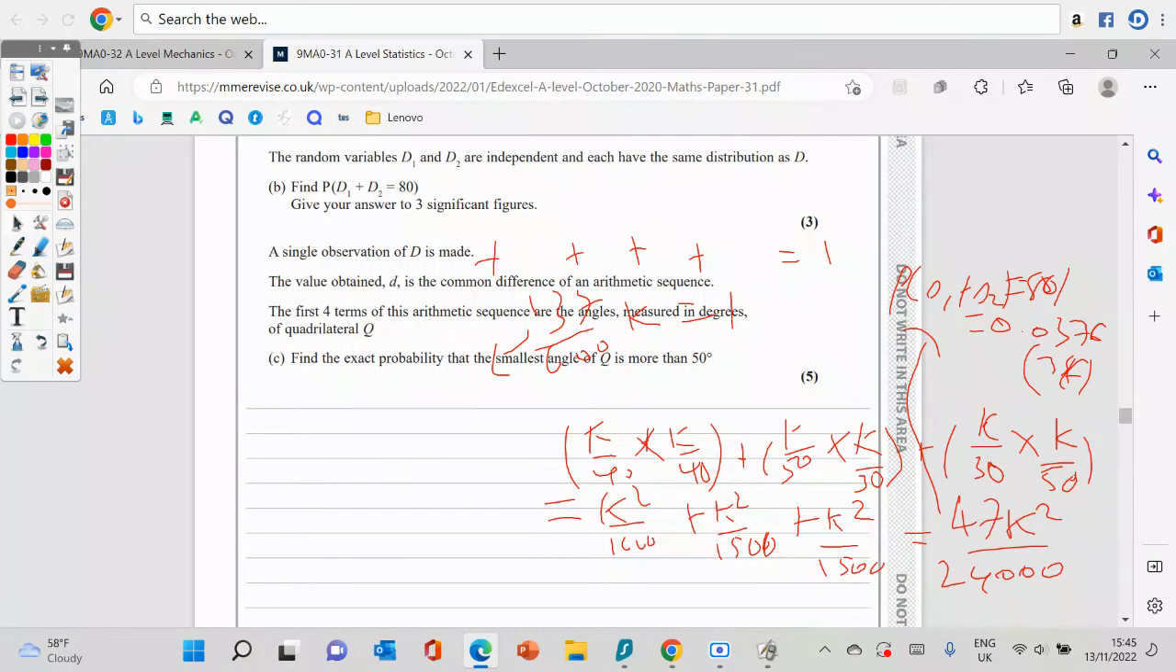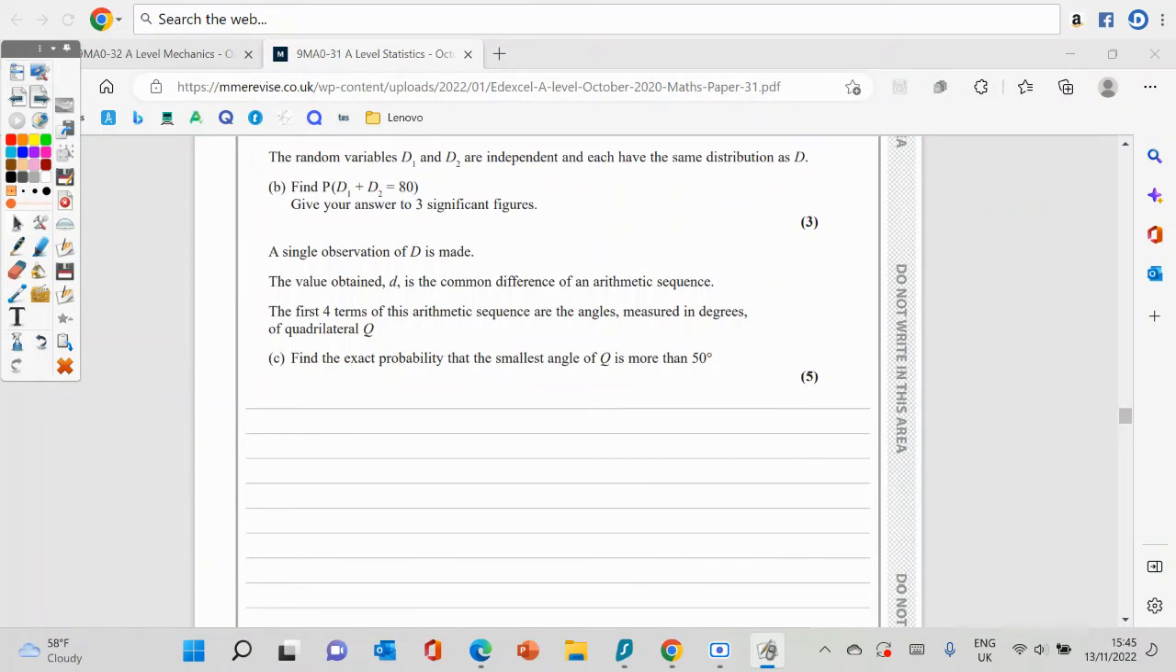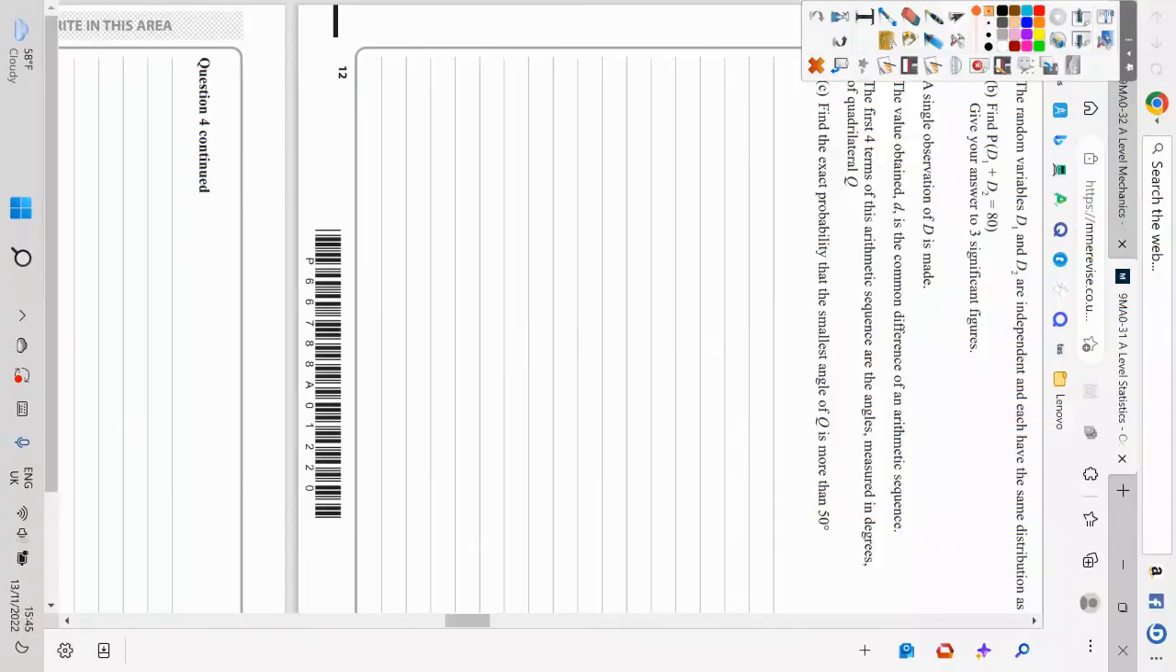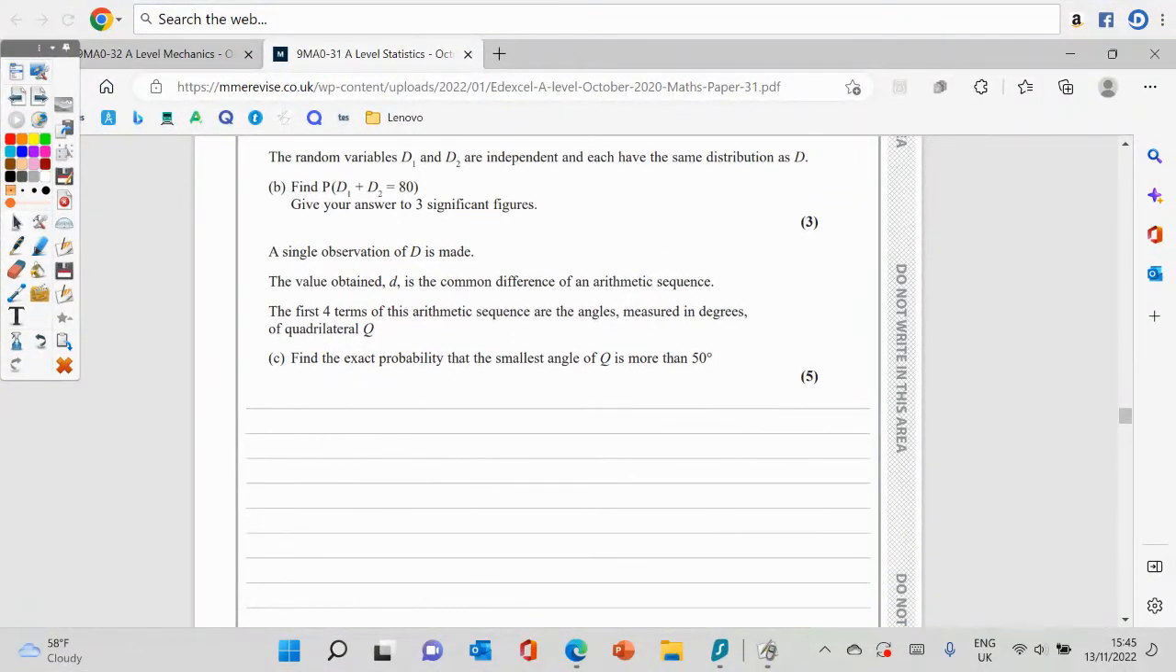Right, so a single observation of D is made. The value obtained D is a common difference of an arithmetic sequence. Ooh, nice. The first four terms of this arithmetic sequence are the angles measured in degrees of quadrilateral Q. Find the exact probability that the smallest angle of Q is more than 50 degrees. Right. So, it goes A, A plus D, A plus 2D, A plus 3D, all the way up to 360.